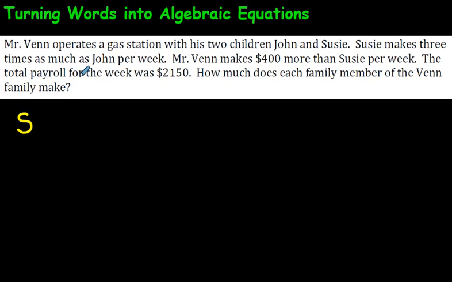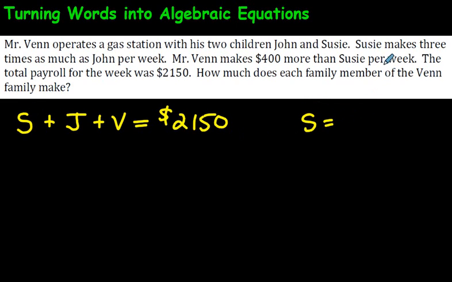The total payroll for the week is $2,150. That means Susie plus John plus Mr. Venn, together they make $2,150. We can't just have 3 variables or 3 letters that are different and then try to figure out what each person makes. We can't do that. What we have to do is investigate so that we can make all of the variables the same. How do we do that? Well, let's think about Susie first of all.